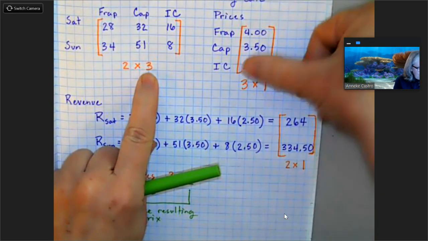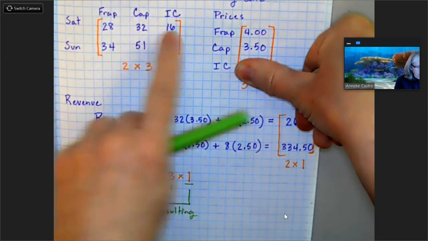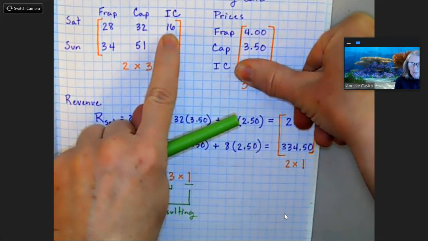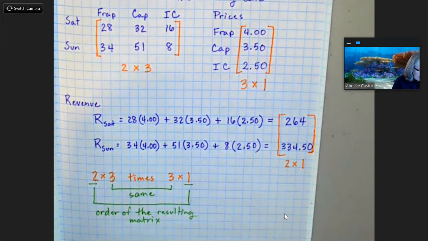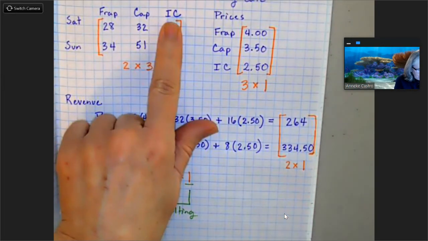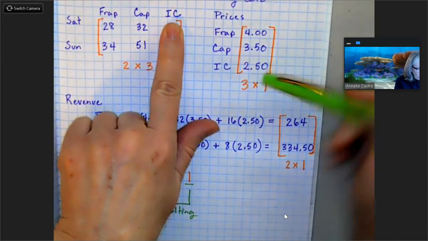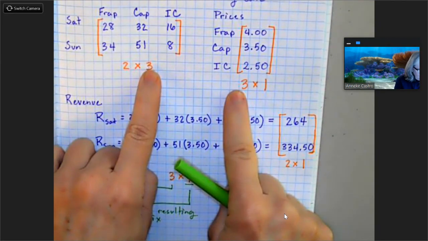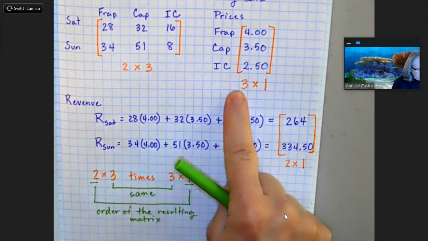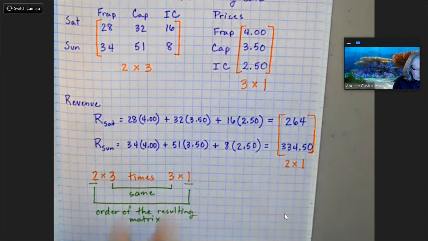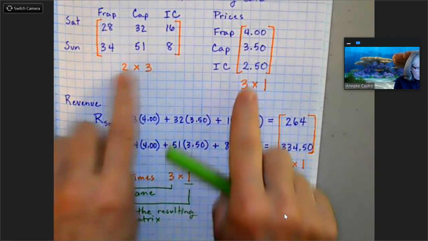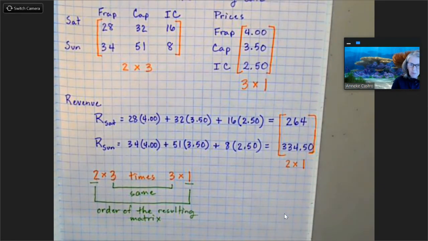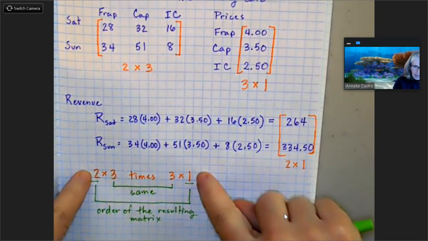Because if I didn't have this third one here, and I did my 28 times 4, my 32 times 350, well, what am I going to multiply the 16 by? Likewise, if I didn't have my 3 rows, what if it had just been 2 rows and I had 3 numbers here? Well, what am I going to do with that? So these numbers need to match up. The number of columns of the first matrix has to match the number of rows of the second one. And here's a real easy way of doing it. Just take the order of your matrices next to each other, see if the inside ones are the same, then you can multiply them. And the result is going to be the outside ones.